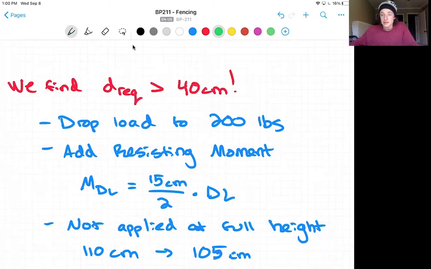We can also add our resisting moment, like I discussed above. So we can take the moment from the dead load, multiplied by that distance from the center of the post to the edge of the blockout, and add some resisting moment. And we also can assume that the impact force is not being applied at full height. All those 200 pounds aren't hitting the very top of the post. We can assume that everything is coming in from the fencing or the impact is happening close to the top of the post and drop that to 105 centimeters.